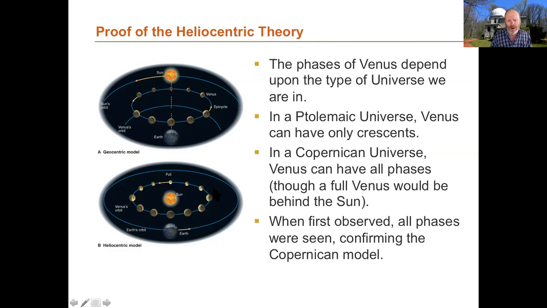The rest is dark. Whereas if it's going around the sun, sometimes it's going to be full, sometimes a quarter, sometimes new, just like the moon. So this was 1543.